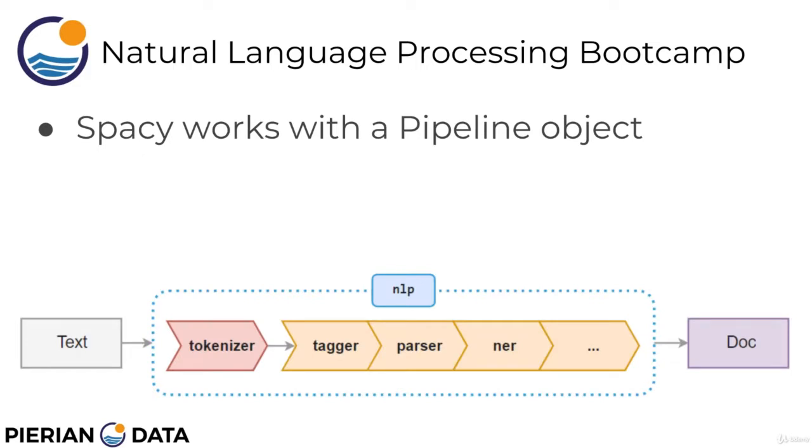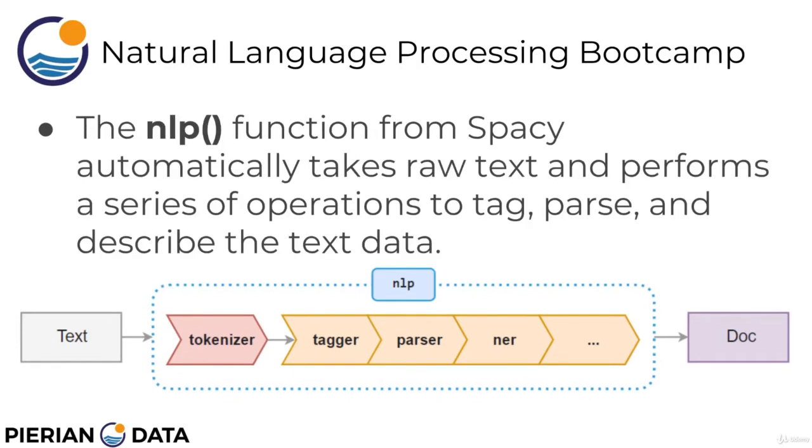So as I mentioned, Spacy works with a pipeline object. And the main idea here is that there's an NLP function that we're going to create from Spacy that is going to automatically take in raw text and perform a series of operations that is going to tag, parse, and describe the text data. And those operations are known as tokenization, parsing, part of speech recognition, and so on. And we're going to cover each of those in a lot more detail later on.